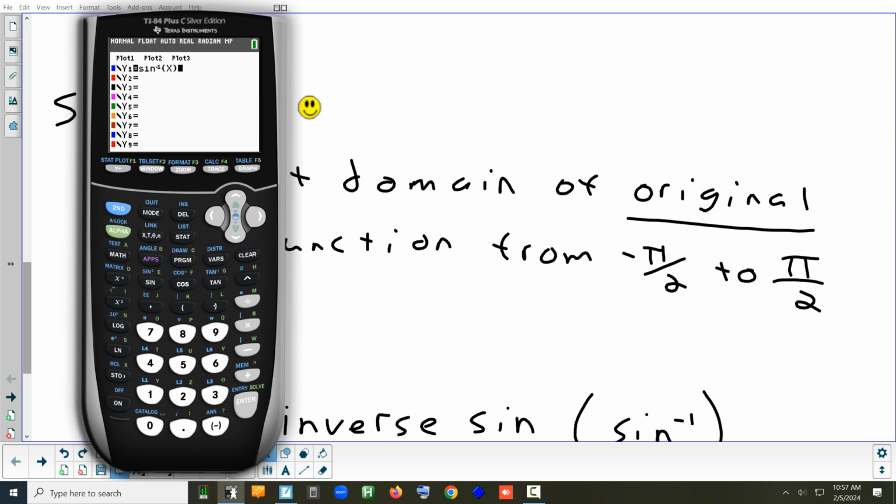Okay, I'm in radians. So what I'm going to do is set my window. I'm going to do zoom 7. Zoom 7 is what we call a trig zoom. And that's what inverse sine looks like. Okay, just that small little section. Now, I want to zoom in. I want to get a little bit better picture.